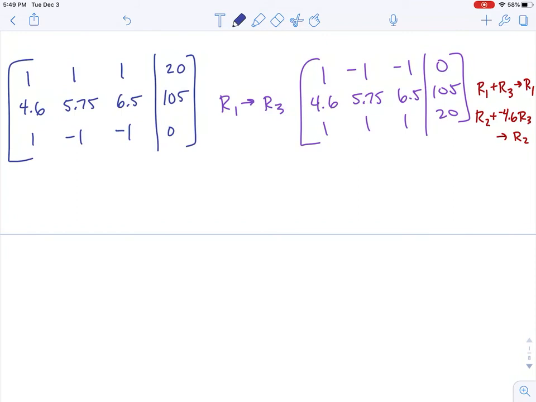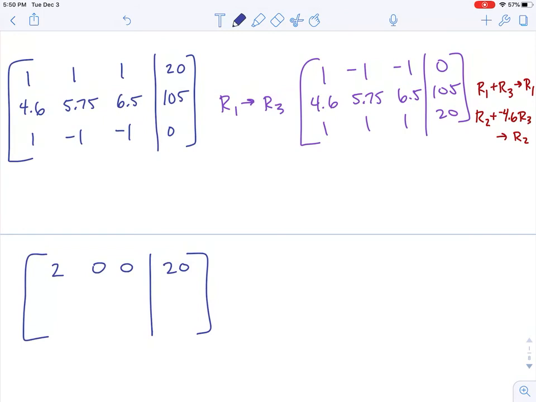We have row 1 plus row 3. So 1 plus 1 is 2. Negative 1 plus 1 is 0. Negative 1 plus 1 is 0. And 0 plus 20 is 20. So that completes this command right here. We have added row 1 and row 3 together to get a new row 1. And we have zeros in 2 places that we didn't have zeros before, which is good.